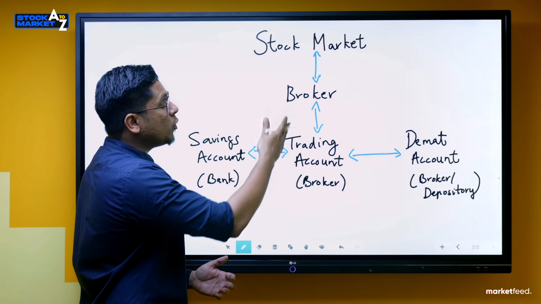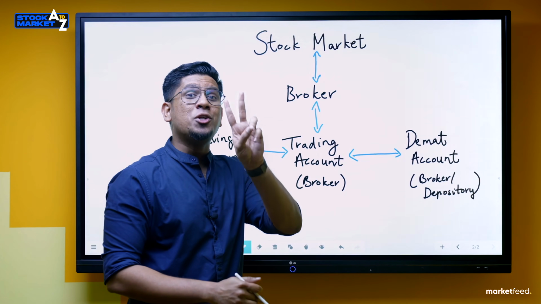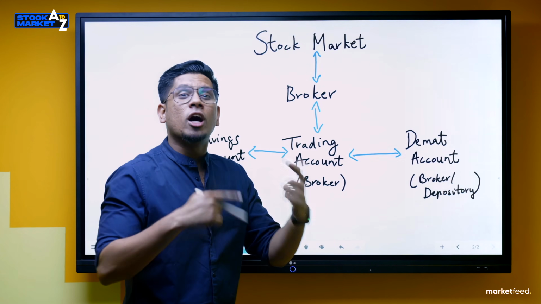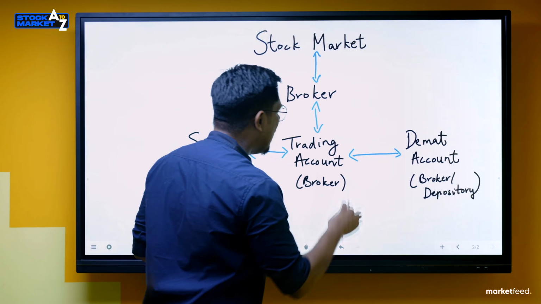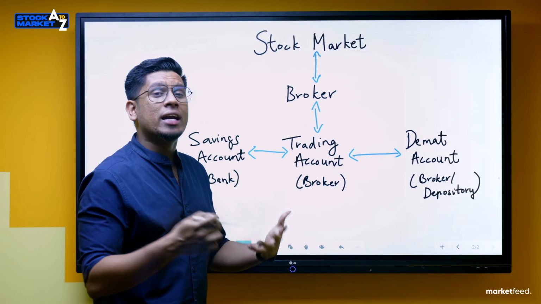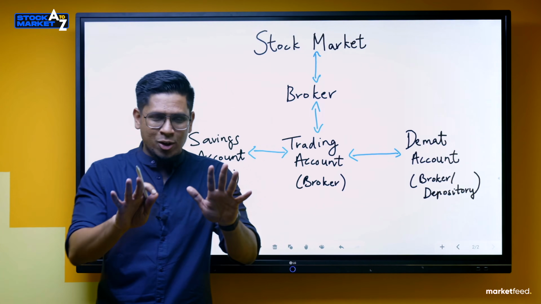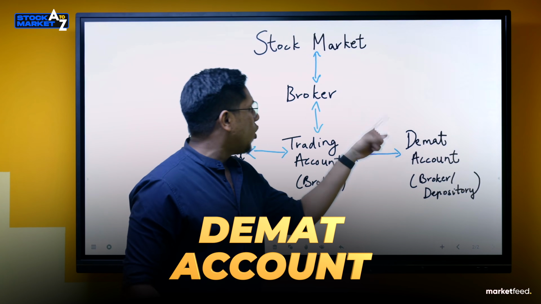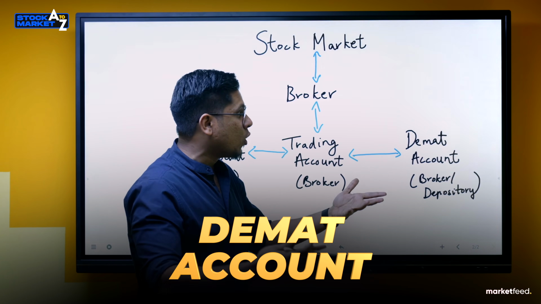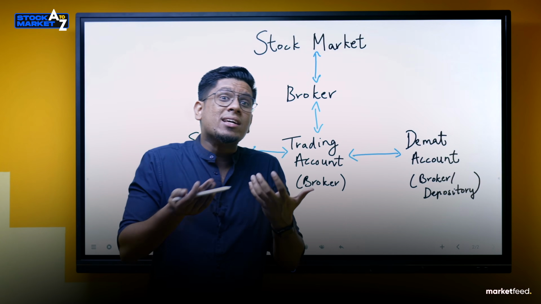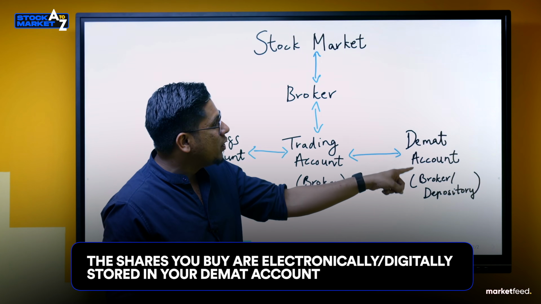Correct? So when you go to a broker, by default, you're opening two accounts with the broker. What are those accounts? One is a demat account. The second is a trading account. You should understand what these are. Very interesting concept. So a demat account is opened with a broker or through a broker, and whatever shares you buy are held in your demat account.